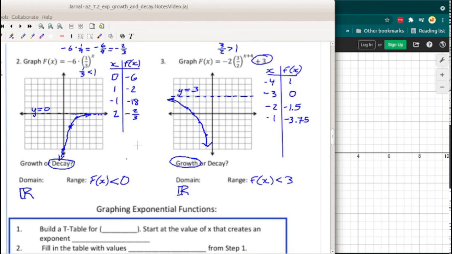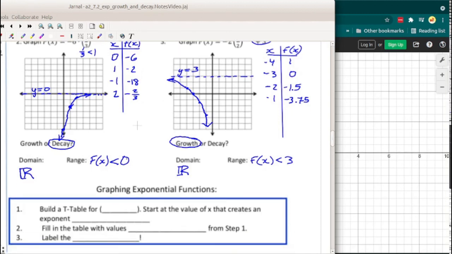So here's a little bit of a summary of your steps for graphing exponential functions. Build a table for x, f of x, and start with a value of x that creates an exponent equal to 0. A lot of times that's going to be plugging in 0 for x, but not always. In this case, we plugged in -4 because we had -4 plus 4 equals 0. So we want to get an exponent equal to 0.